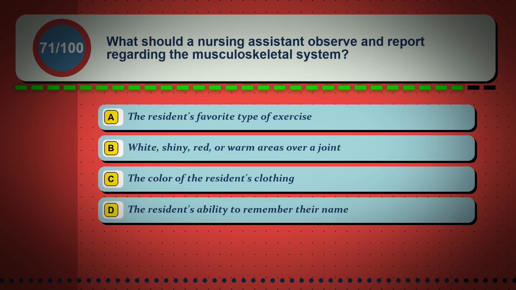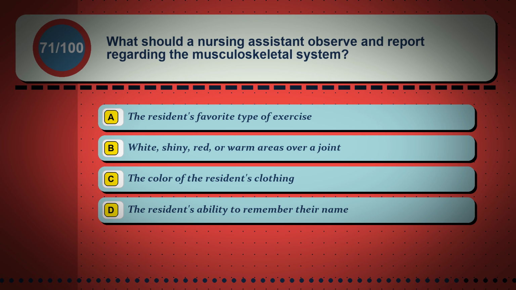Question 71. What should a nursing assistant observe and report regarding the musculoskeletal system? Option A, the resident's favorite type of exercise. Option B, white, shiny, red, or warm areas over a joint. Option C, the color of the resident's clothing. Option D, the resident's ability to remember their name.